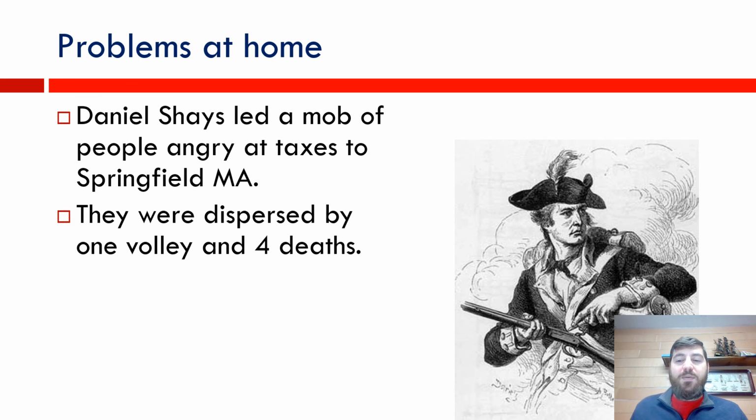Now, thankfully, this was put down very quickly. The American army came, and with just one volley, 4 people died, and everyone else went home. This could have been much worse. But this really showed the people you cannot shoot people every time you dislike what the government does. Sometimes the government is unfair. Sometimes the government just goes in a different direction than you want it to.